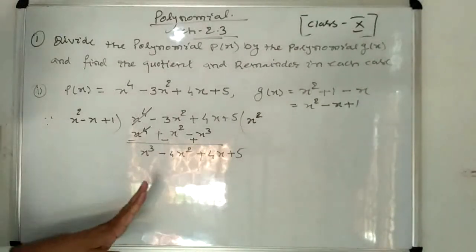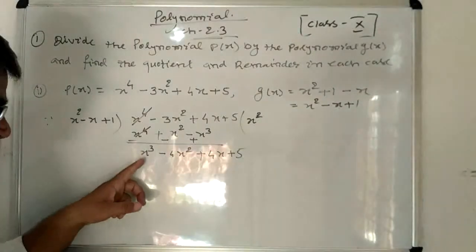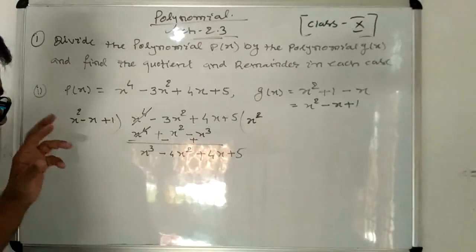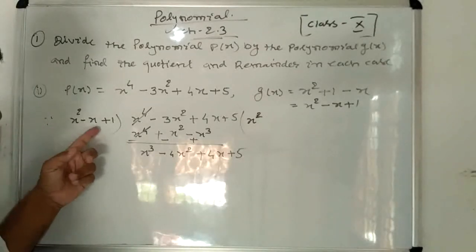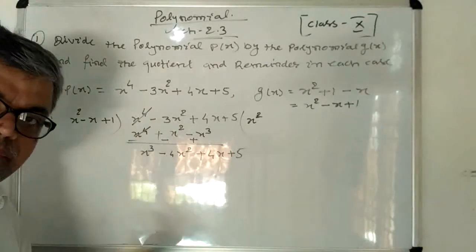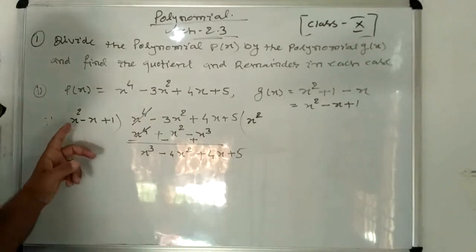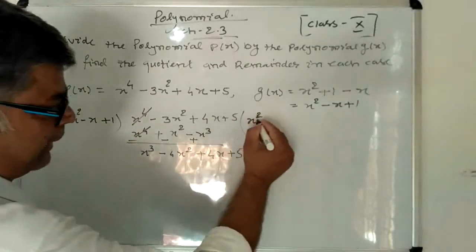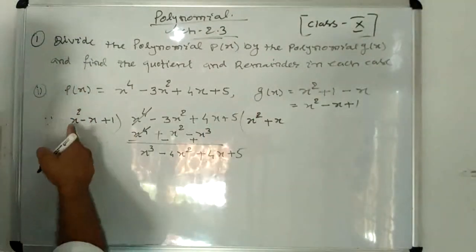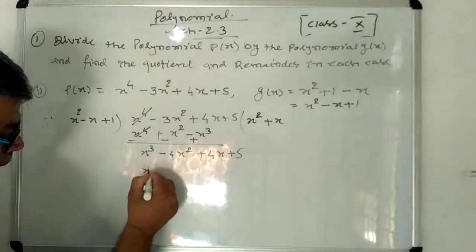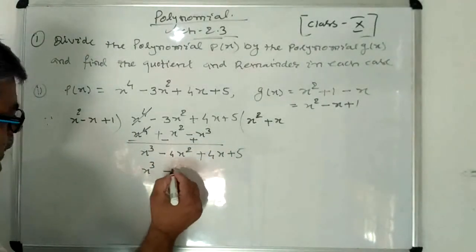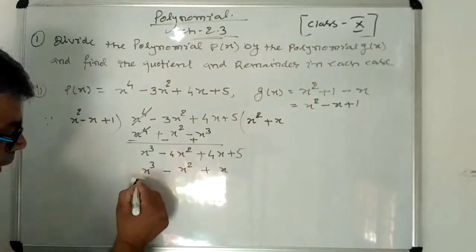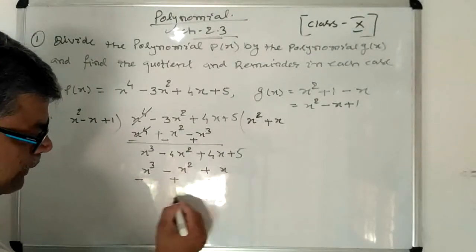Now in the second step, we have brought down x to the power 3, x cube. But you think by which term you will multiply the divisor to get the first term as x cube. When you multiply x by x square, you will get x cube, so you write positive x here. Now multiply by positive x, then it will be x cube minus x square plus x. Again you change the sign: it will be minus, it will be plus, it will be minus.